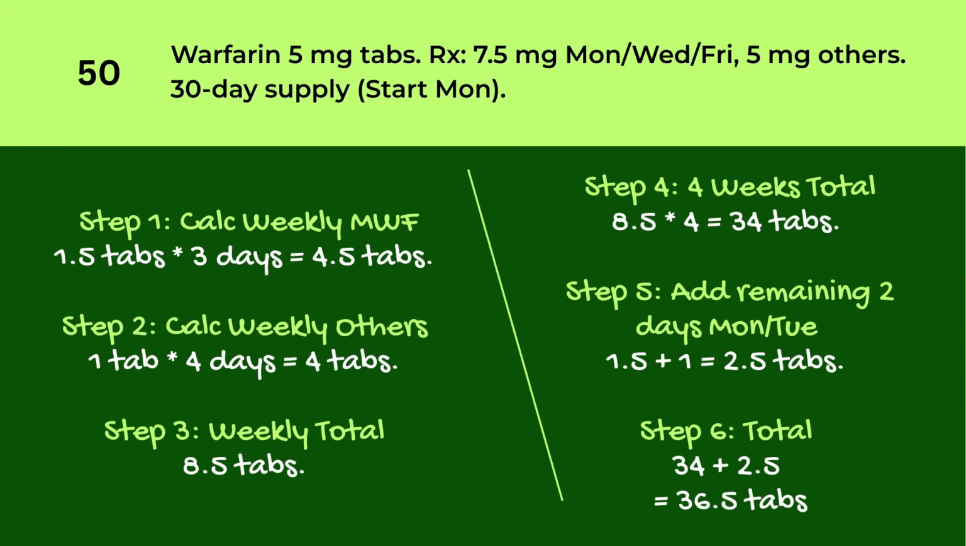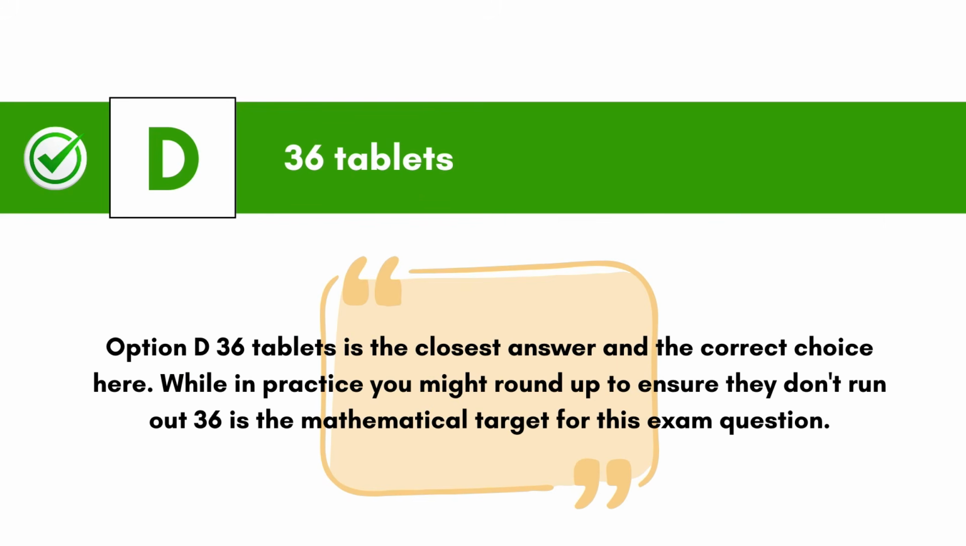A 30-day supply is essentially 4 weeks plus 2 extra days. 4 weeks times 8.5 is 34 tablets. If we start on Monday, the 2 extra days are Monday and Tuesday. Monday uses 1.5 tablets. Tuesday uses 1. That is another 2.5 tablets. 34 plus 2.5 gives us a total of 36.5 tablets. Option D, 36 tablets, is the closest answer and the correct choice here. While in practice you might round up to ensure they don't run out, 36 is the mathematical target for this exam question.